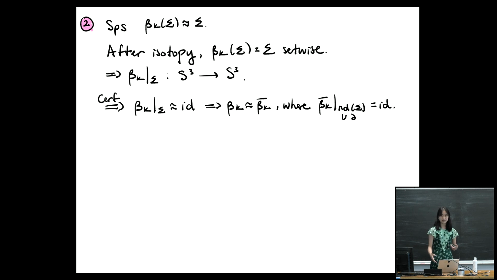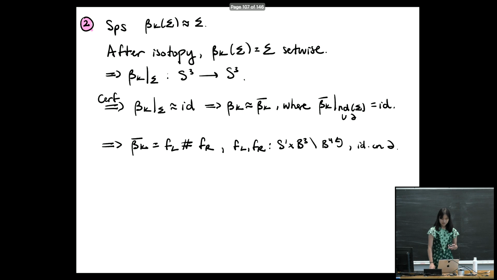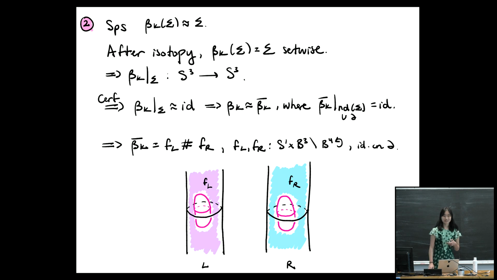sphere, sigma. And that diffeomorphism will actually split into two diffeomorphisms, one of the left S1 cross B3 and one of the right S1 cross B3. So these FL and FRs are diffeomorphisms of a punctured S1 cross B3 that's identity on the boundaries. So that's like a cartoon of those.